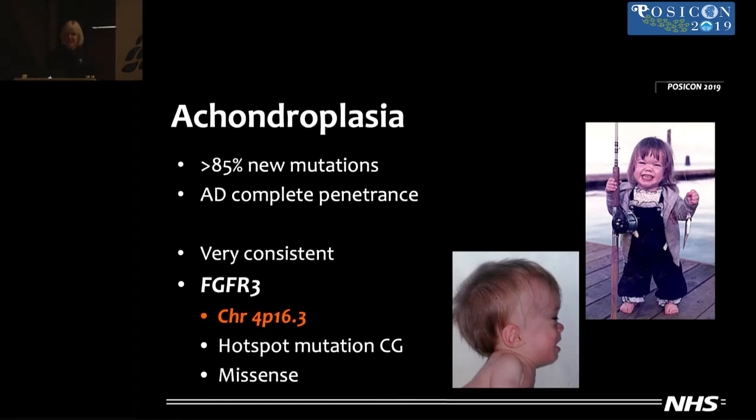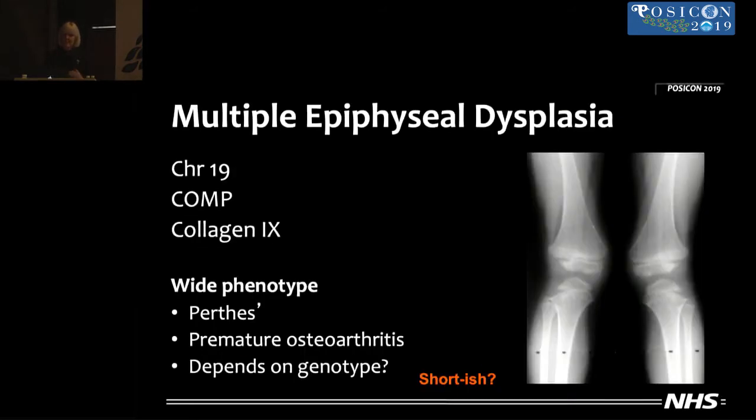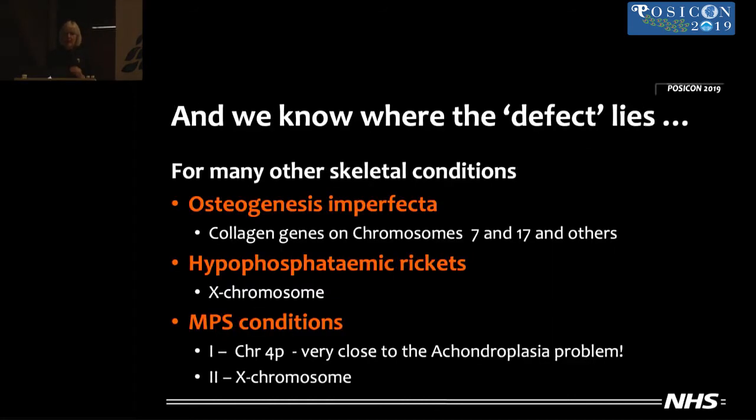In simple terms, with achondroplasia, for example, we know there is a very consistent, very specific genetic defect which is the cause of all the problems with achondroplasia. And we may well soon be finding a genetic cure for the problem. Similarly, with multiple epiphyseal dysplasia, we know that the phenotype that goes with the genotype is very wide, but we do begin to know where the underlying problem is, and we understand that there is more than one genetic hiccup, if you like, that can present a picture which is similar to multiple epiphyseal dysplasia. And we know where the defect lies for many other skeletal conditions which are overlapping.